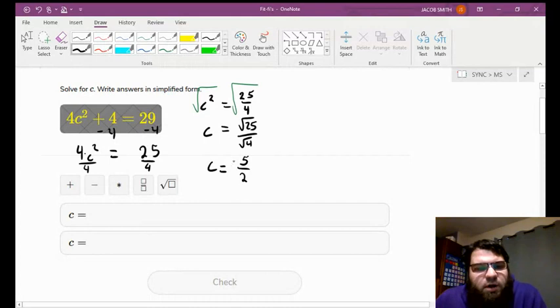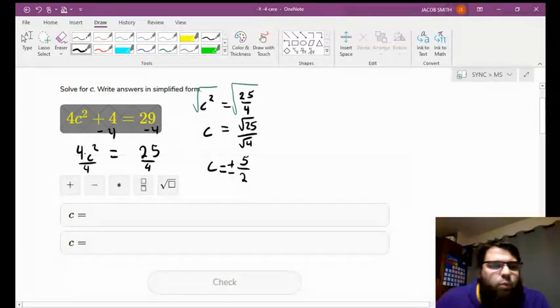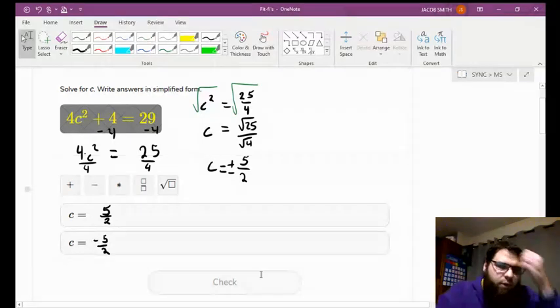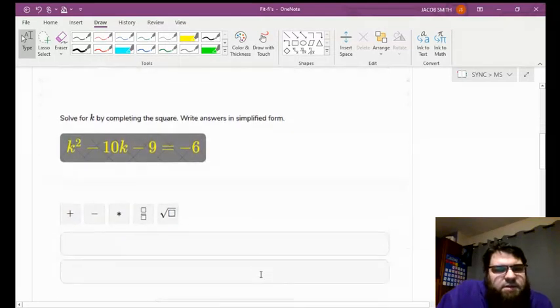Now remember, whenever we solve by using the square root, we're going to have a plus or minus. So one of our answers is going to be c equals 5 halves, and the other answer is going to be c equals negative 5 halves. Right? Slide on down to the next example.